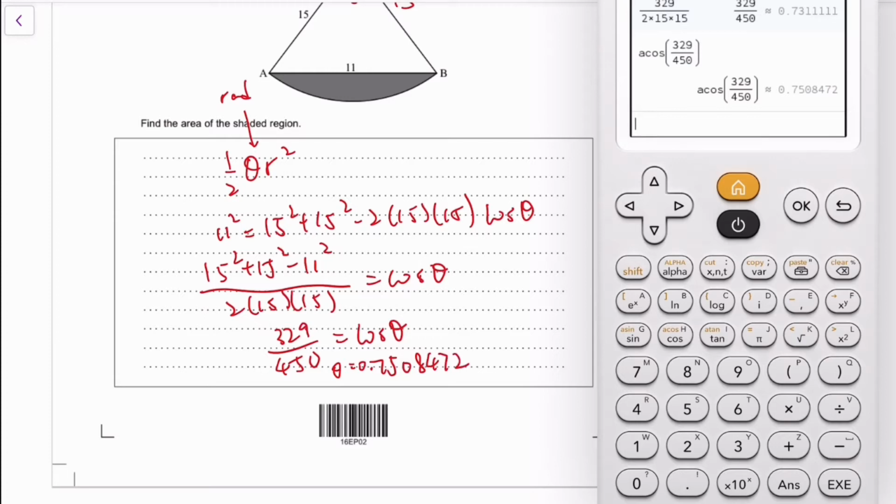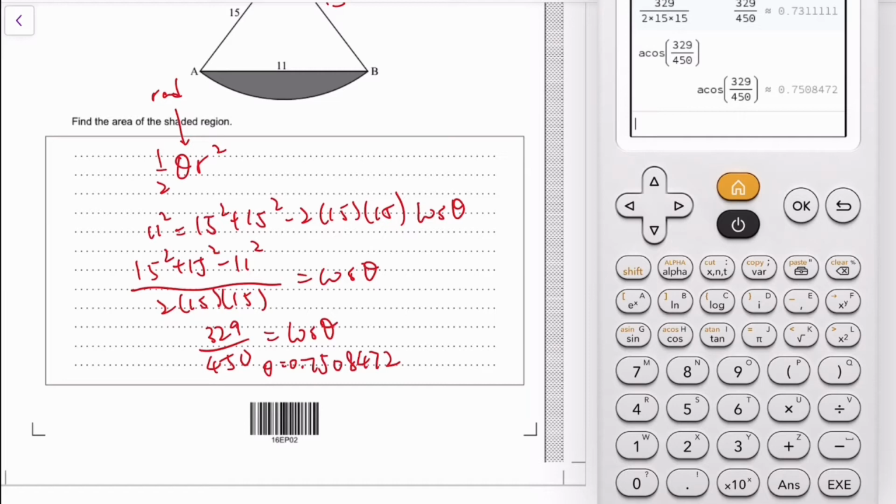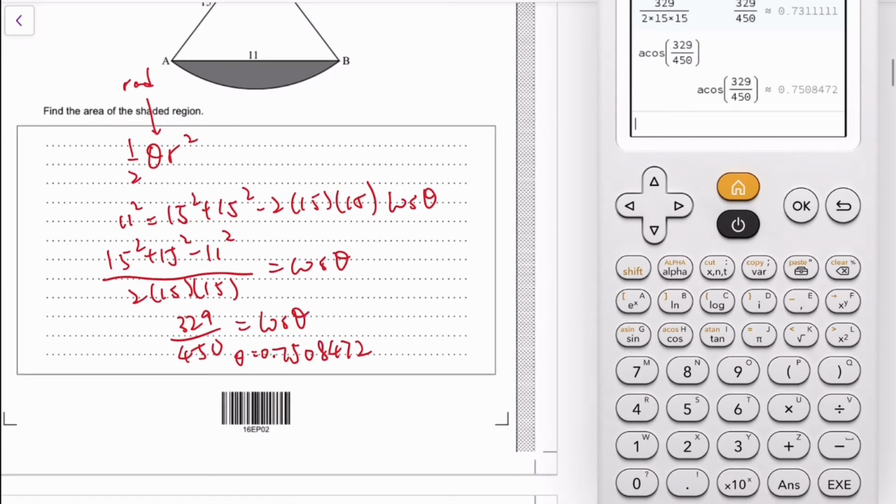0.7508472. When you're working in the steps, you may want to write more than 3 significant figures to make sure that the final answer is accurate. I'll probably write too big, so I'm running out of space, but that is the area of the sector.